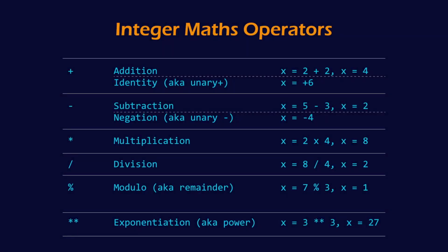So let's first have a look at what maths operators we have. All the basic ones are there for addition, subtraction, multiplication and division. We also have a couple of useful extra operators for modulo and exponentiation. All of these examples show literal integer values. In real code they would be variables or a mix of literals and variables.